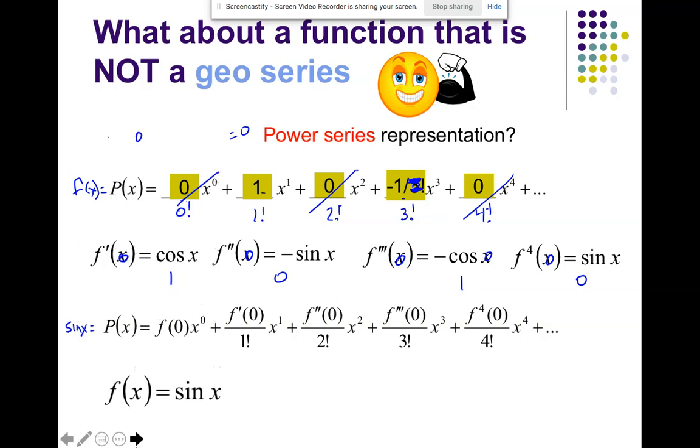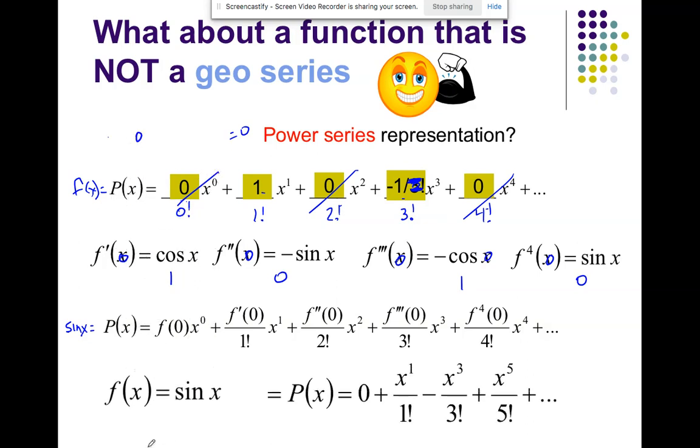So sine x is exactly equal to the infinite polynomial that actually starts at 0, so I don't think I'm going to write that down. And all those even powers dropped out because I had a derivative of sine that went with the second derivative had a sine, the fourth derivative had a sine, and my center was 0, so bye-bye. And this goes on and on forever.